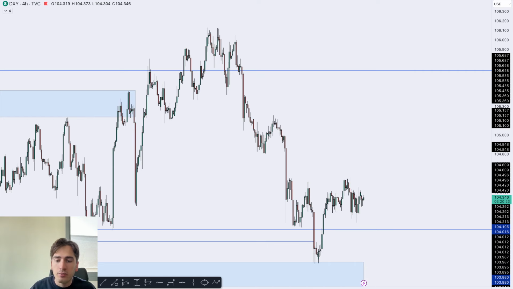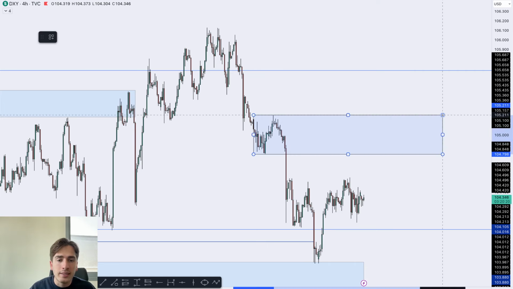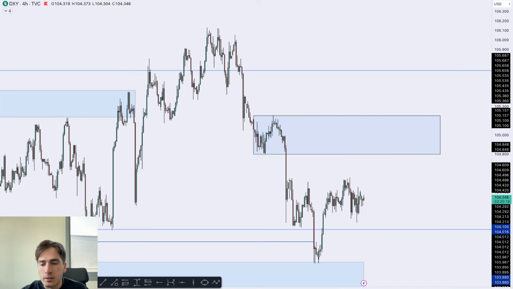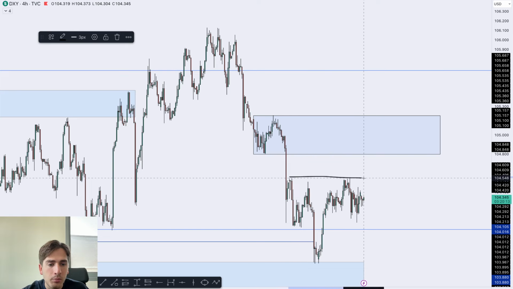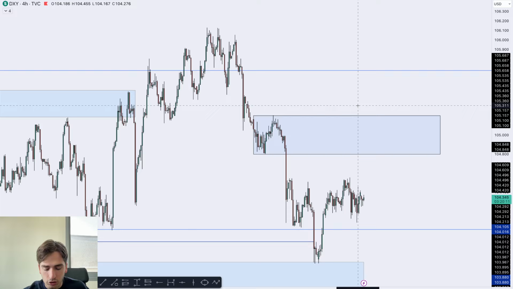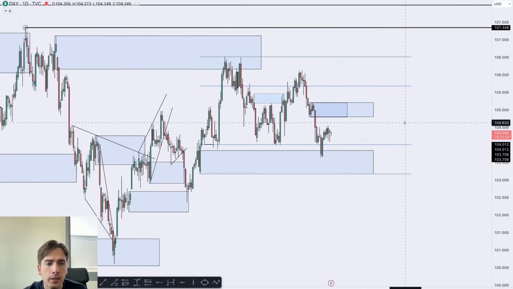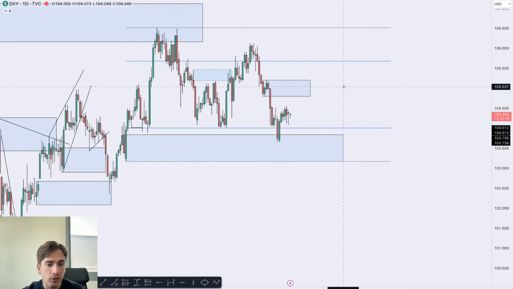We still have some fresh supply here up top which we need to tap into, and that is what I'm waiting for at the moment, because we could move down lower just based purely on liquidity, but we still have some real fresh supply left open up top, as we can see here as well if I just tap into the daily.